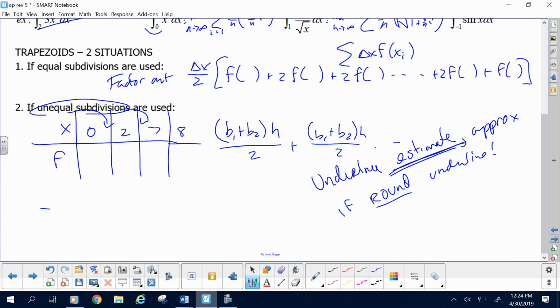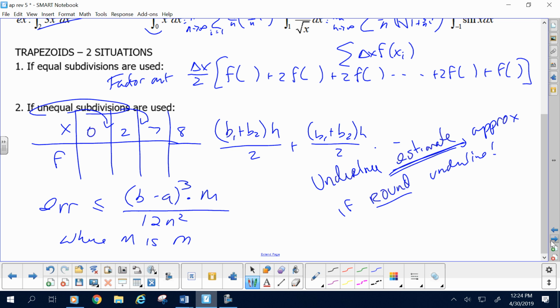not something like, is: error is less than or equal to (b minus a) cubed times M over 12n squared, where M is the max or upper bound of the absolute value of the second derivative on the interval that you're finding the area under. Okay, the more concave it is, the worse the error. That's why that's there. It's directly related. The bigger the concavity, the greater the error. Okay? All right. Simpson's rule, I think I put in there, so you're good? Okay.